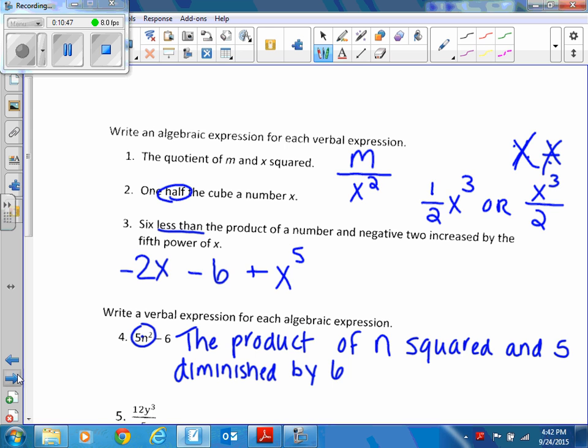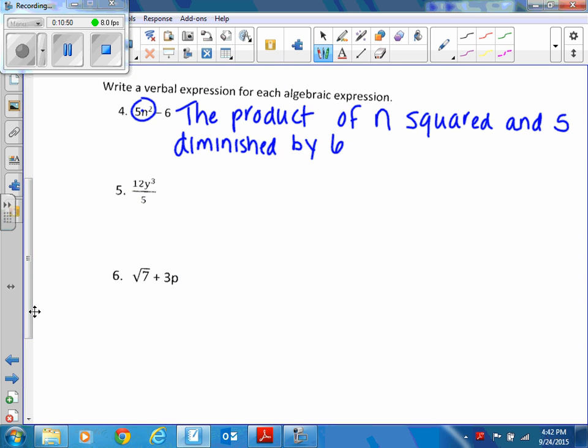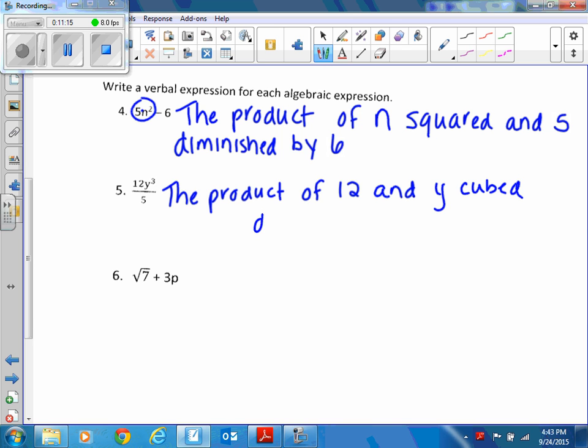All right, and then read it. Does that make sense? Is that what you have? The product of n squared and 5 diminished by 6. Perfect. The next one. I'm going to say the product of 12 and y cubed divided by 5. The product of 12 and y cubed divided by 5.